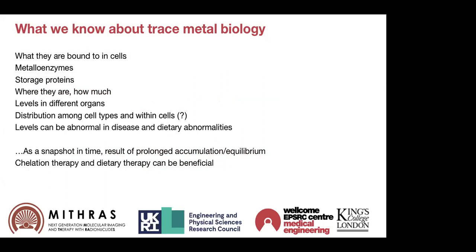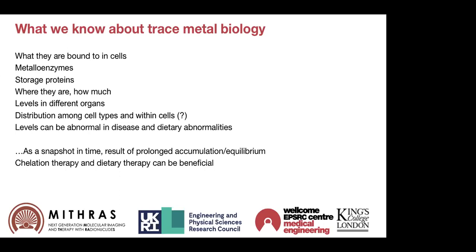So what you've heard so far, with all the amazing techniques that have been described, is information about what metals are bound to in cells, the role of metals in metalloenzymes, storage proteins, where they are in cells, where they are in the body, and how much, the different levels in different organs, and distribution among different cell types and within cells. And we've seen some amazing images that show that at the cellular level. And that levels of metals can be abnormal in disease and in dietary abnormalities.